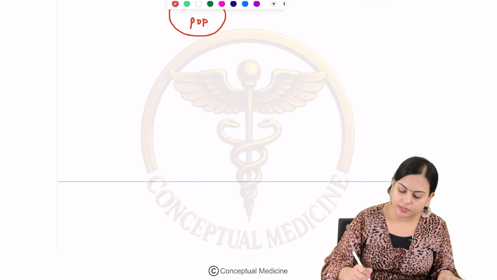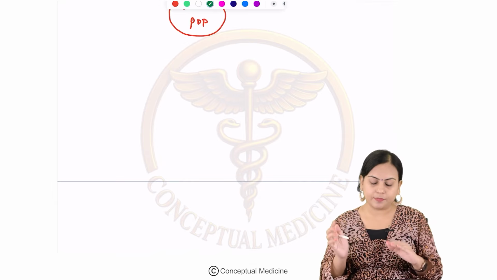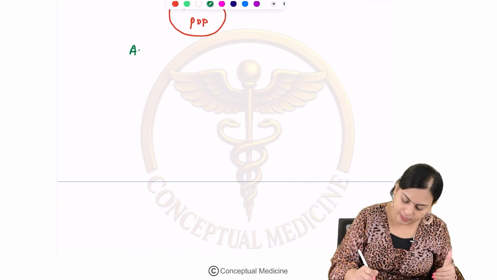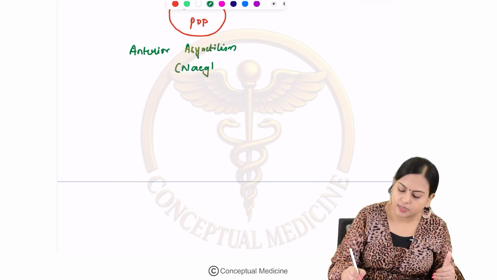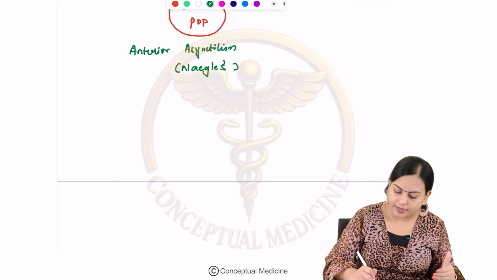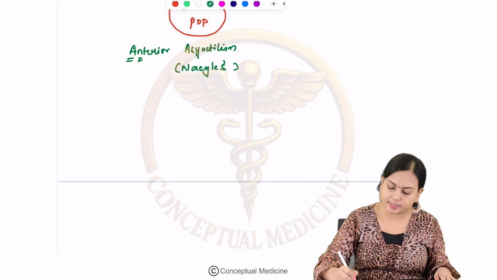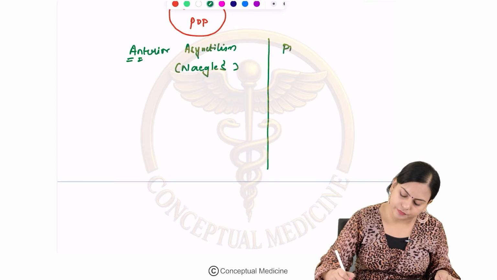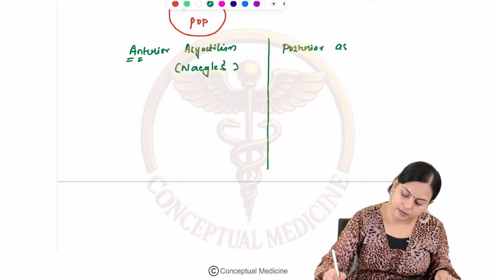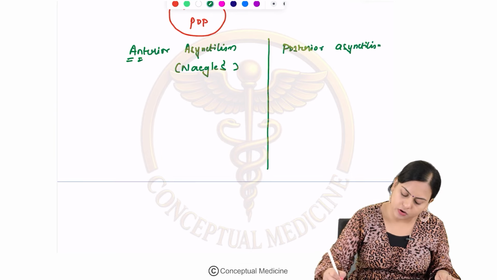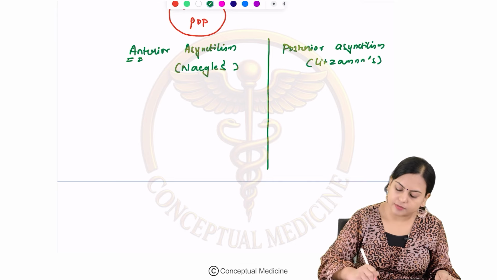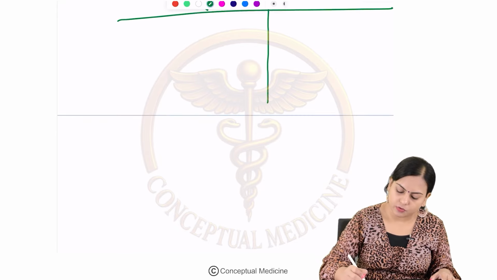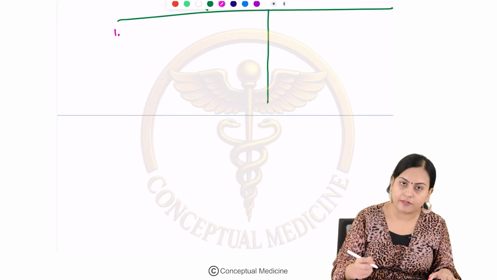Now, we will see about the 2 types of asynclitism. We have the anterior asynclitism, also known as Naegele's obliquity. A for N, okay, Naegele's. And then we have the posterior asynclitism or Litzmann's obliquity, okay. We have already discussed this, right?